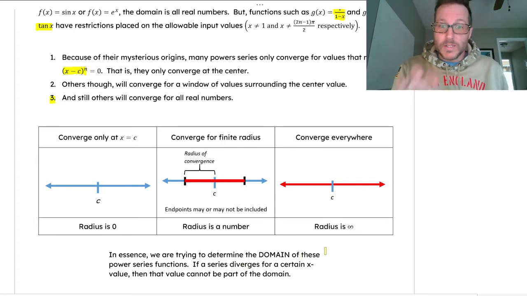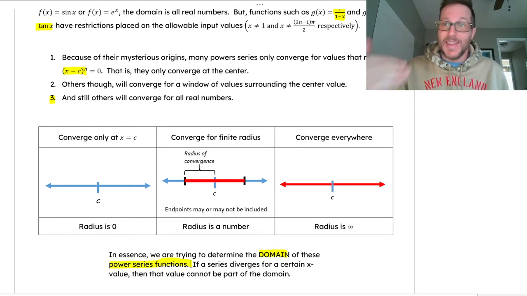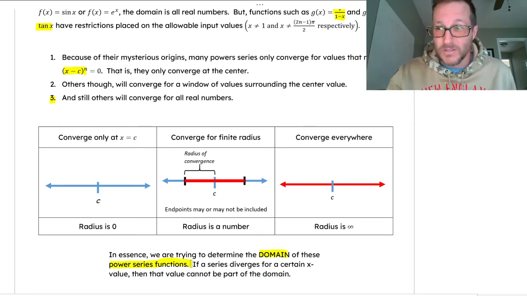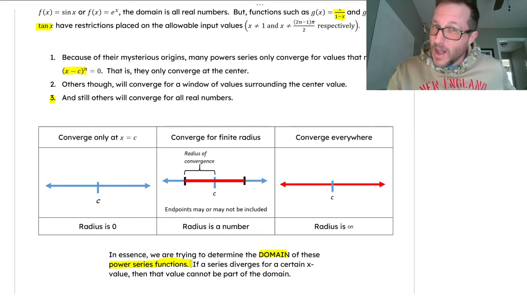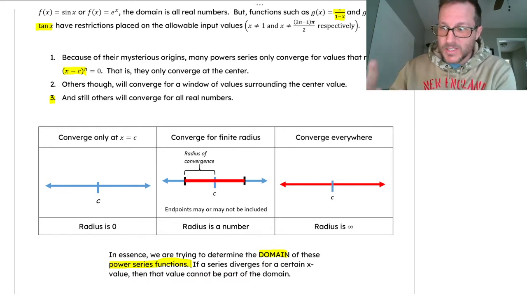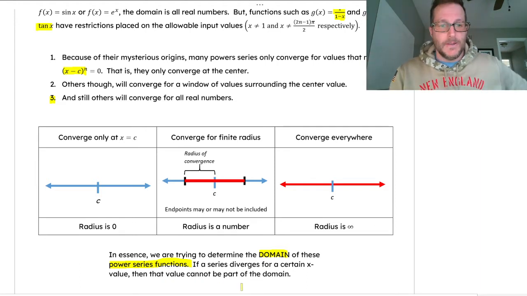All right, so we're going to do the same kind of thing here with power series. So again, we're trying to determine the domain of the power series functions. What values of x make the infinite series converge? It's kind of a combination of series convergence tests and Taylor and Maclaurin polynomials. We're kind of blending those ideas together.